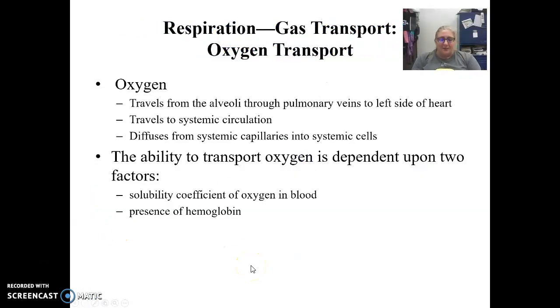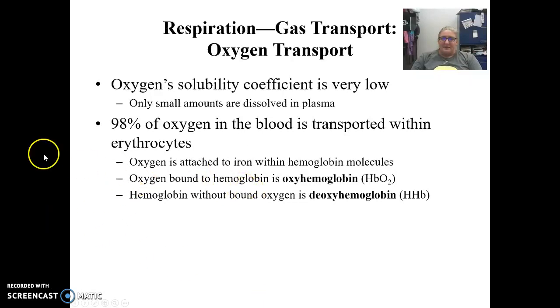So how is gas transported in the blood? Oxygen has good solubility, so it can dissolve and move in the blood as a dissolved substance. But the majority of oxygen actually binds to the molecule called hemoglobin, which is in our red blood cells. So 98% of our oxygen is transported in erythrocytes on the hemoglobin, and then the rest is dissolved. Hemoglobin containing oxygen is called oxyhemoglobin. If it doesn't have it, then it's called deoxyhemoglobin.